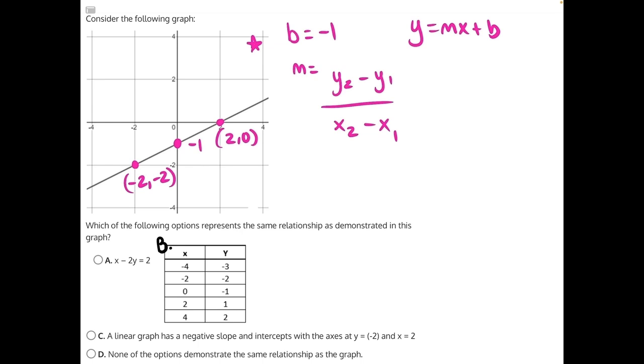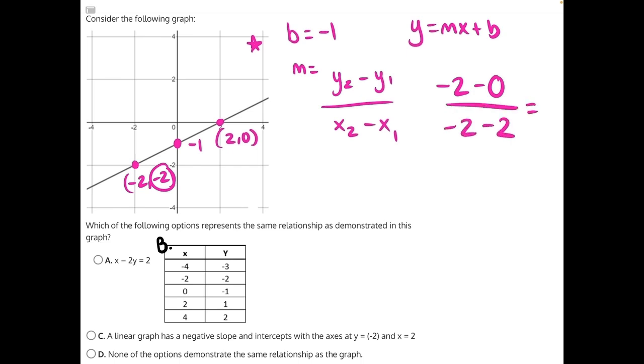It doesn't really matter which y you set as your 2 and your 1, you just have to make sure that you follow the same rules for your x. So if I make this my y2, then this has to be my x2. I'm going to make this my y2. We'll have -2 minus 0 over -2 minus 2.